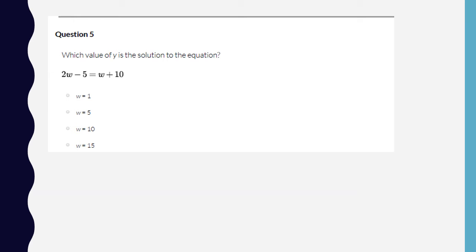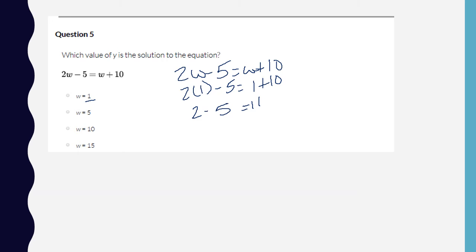Which of these is a solution to the equation? We've got 2w minus 5 equals w plus 10. So I can plug in my values. I've got 1. I can plug that in. 2 times 1 minus 5 equals 1 plus 10. 1 plus 10 is 11. And that's 2 minus 5, which is a negative 3. Those aren't equal, so that's not going to be my answer.